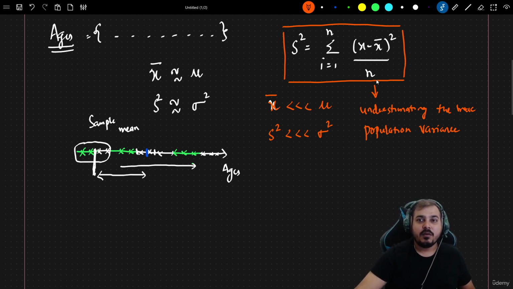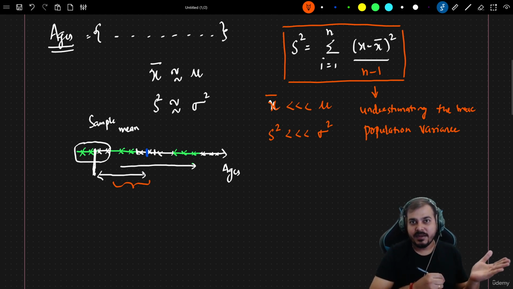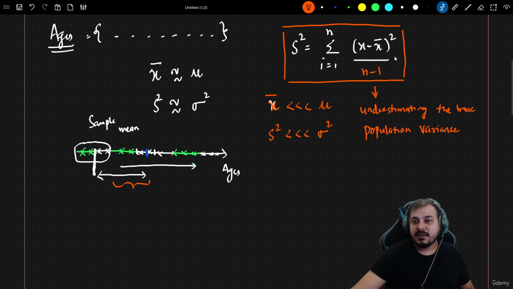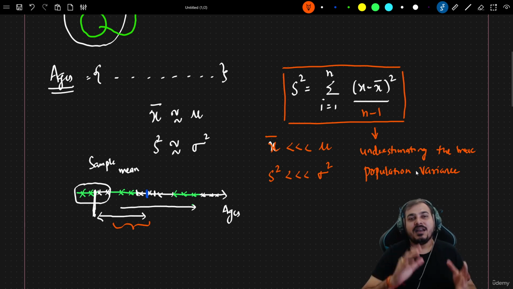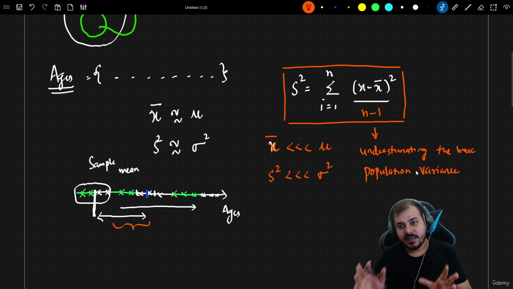Now in this scenario, instead of just dividing by small n, I will now divide by small n minus 1. When compared to n, at least this gap will definitely get reduced, because n minus 1 is a smaller number when compared to n. So that is the reason this entire sample variance is getting divided by n minus 1. This is just to come up with an unbiased estimation, which basically means you are not underestimating the true population variance.